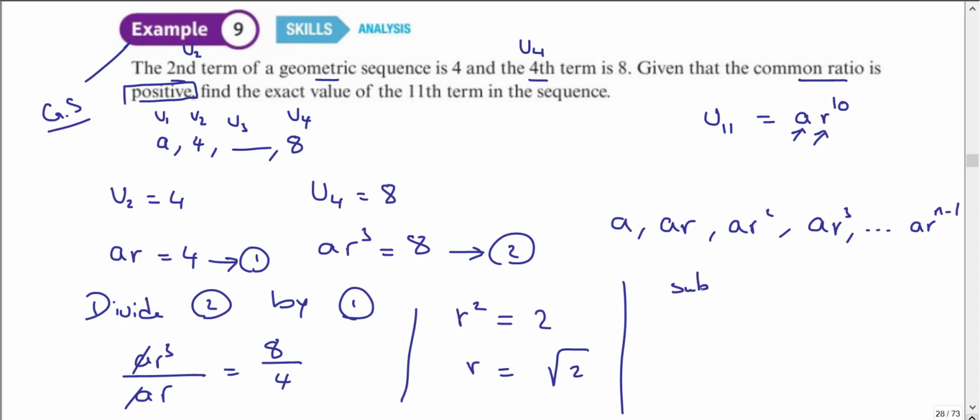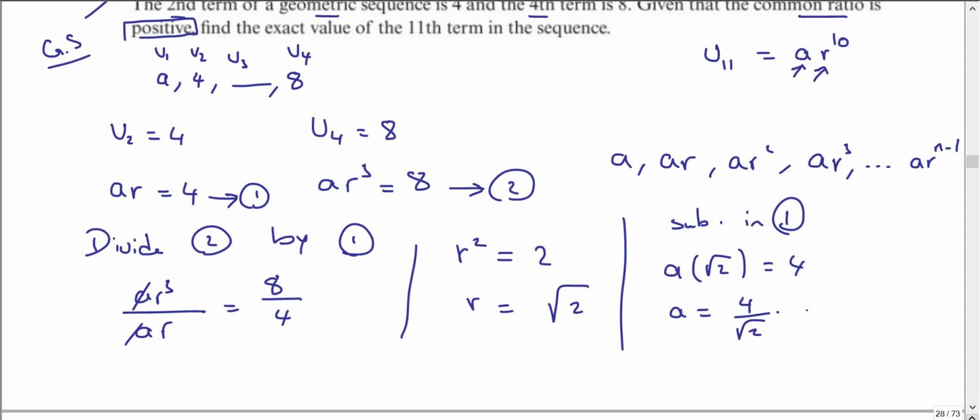Like, for example, substituting in 1. We want A. We have AR equal 4. So A equals 4 over root 2. Of course, it's a good idea to simplify, because if you have a radical in the denominator, don't keep it. Multiply by root 2 up and down, and this will be 4 root 2 divided by 2, because root 2 times root 2 is 2. Cancel out the 4 with 2, so the answer will be 2 root 2. So A is 2 root 2. Therefore U11 is 2 root 2, that's A, multiplied by R, which is root 2, to the power 10.